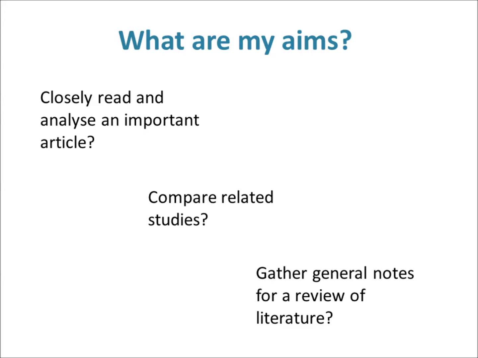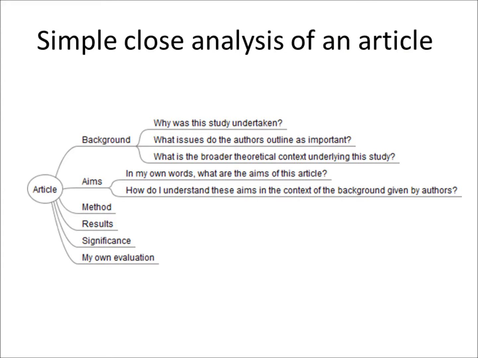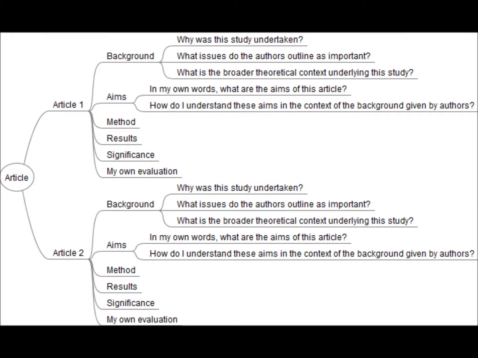Let us start with a close reading of an article. Most scientific articles consist of five parts: introduction or background, statement of aims, description of method, and then results and discussion of the result's significance. As a first step of analysis, we identify and describe these components. Much of this is done on the fly, but you can use a mind map like this one to focus on specific aspects of the article that will be important.